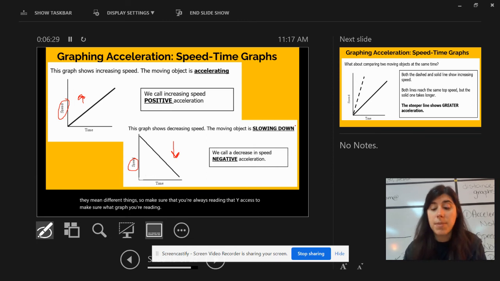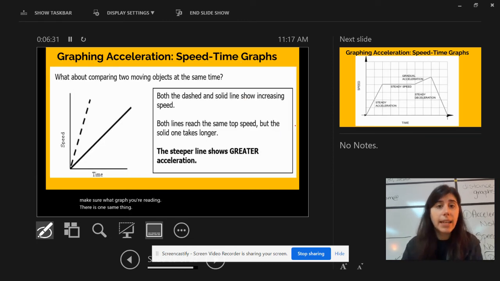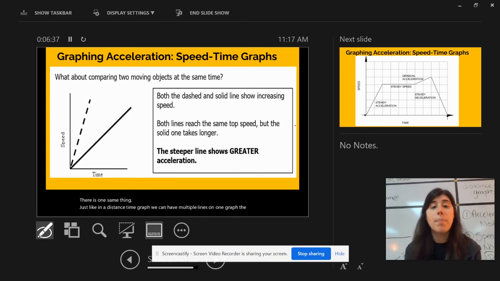There is one same thing. Just like in a distance time graph, we can have multiple lines on one graph. The steepness of the slope will represent a greater acceleration. Just like in a distance time, it represented a greater speed. So the steeper it is, the greater you're accelerating, or the faster you're accelerating. Okay?